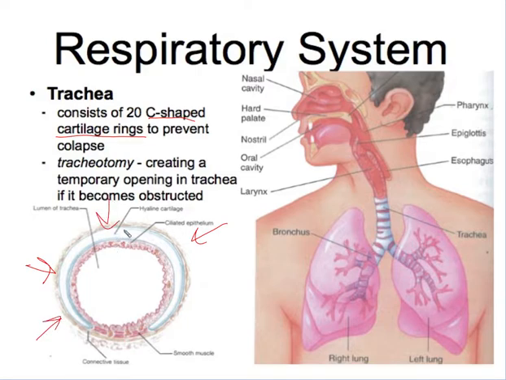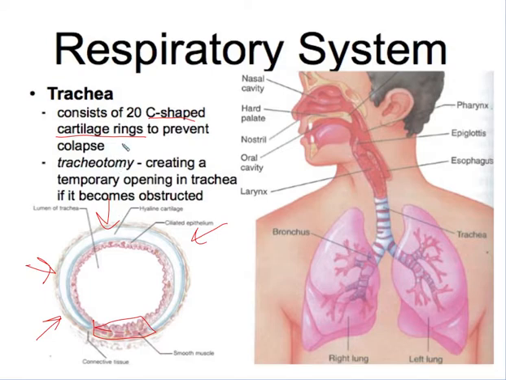And you will notice that there's cartilage most of the way around, but there is a little gap that is held together by smooth muscle. So it is slightly flexible, which is why you can bend forward and backward and side to side and all that sort of stuff. It's because of this. So it's not just straight cartilage. There's a little bit of give to it.